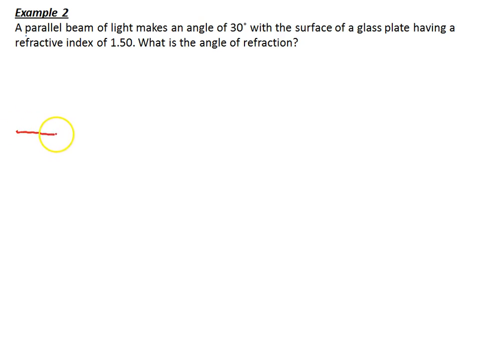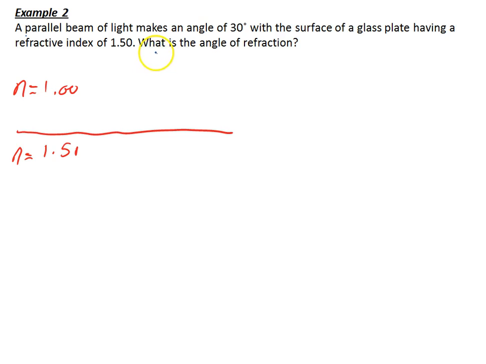So here is the surface of my glass plate. That's supposed to be a straight line. Above it, we will assume that we have air, which has a refractive index of 1, and inside the glass plate we have a refractive index of 1.50. So let's assume we're working to 3 significant figures.